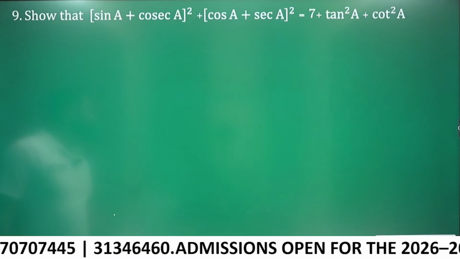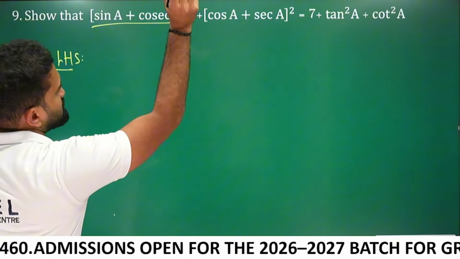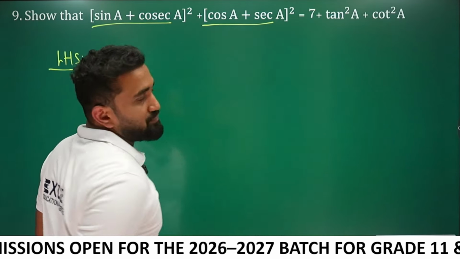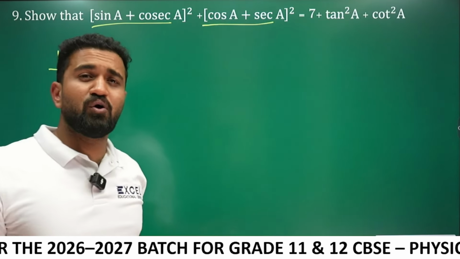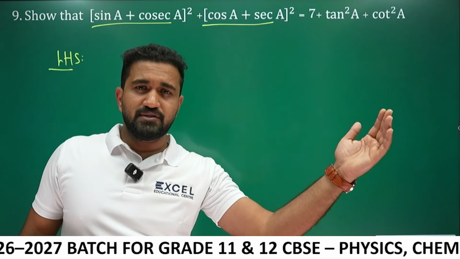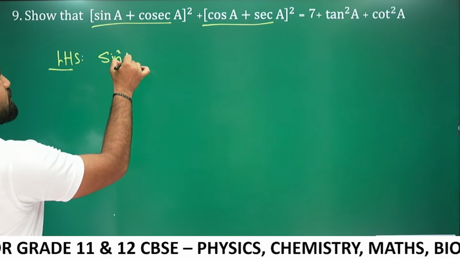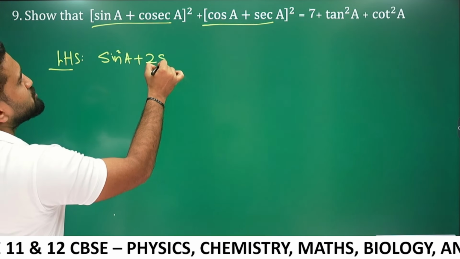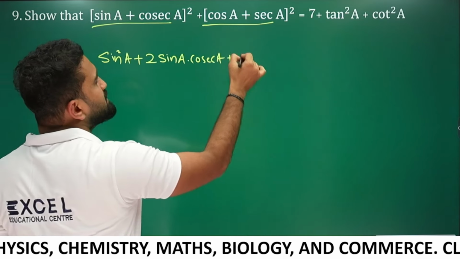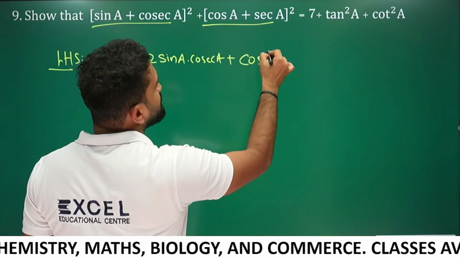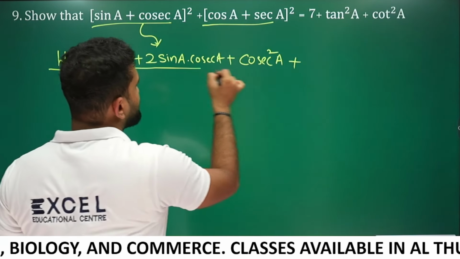This is a simple question from the NCERT. Tell me what is that. Let's see here. Something the whole square. Something the whole square. Now what is something? A plus b the whole square. Expand. What is a plus b the whole square? A square, b square, 2ab, right? So this guy will be sine square A plus 2 into sine A cosec A, plus b square, that is cosec square A. This is the expansion of this first term.